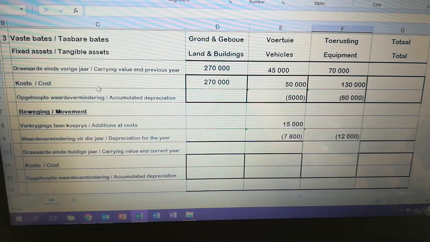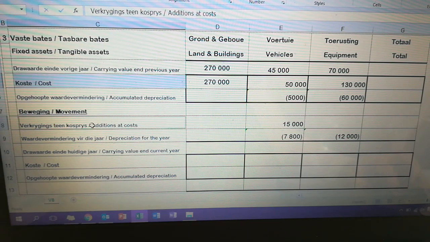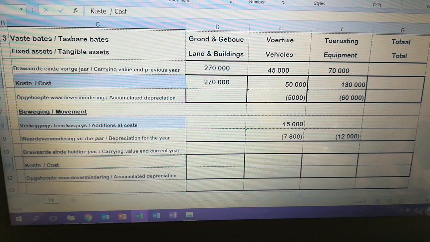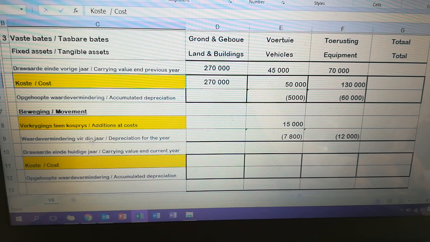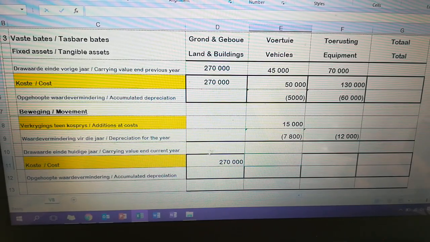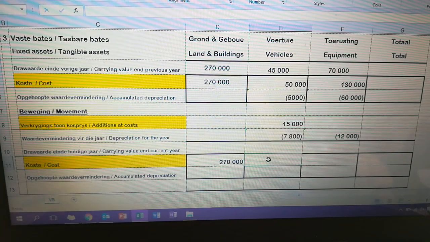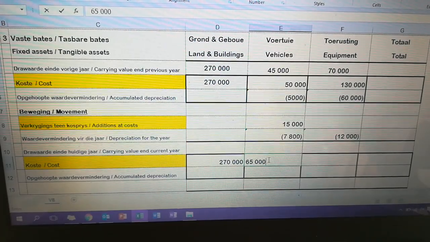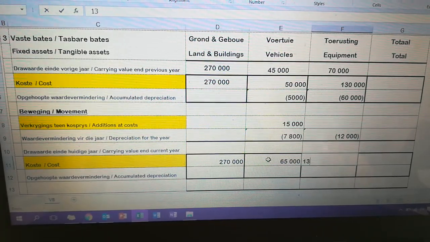Now I need to take my cost price and add my additions to get my cost price at the end of my financial year. Remember, this part is the beginning of the financial year, and this part is the end of my financial year. So 270 plus 0 equals 270,000 at the end of my financial year. 50,000 rand at the beginning, plus my additions of 15,000 rand, so my cost price for my vehicles at the end of the financial year is 65,000 rand, and nothing happened to my equipment, so that's just 130,000 rand.